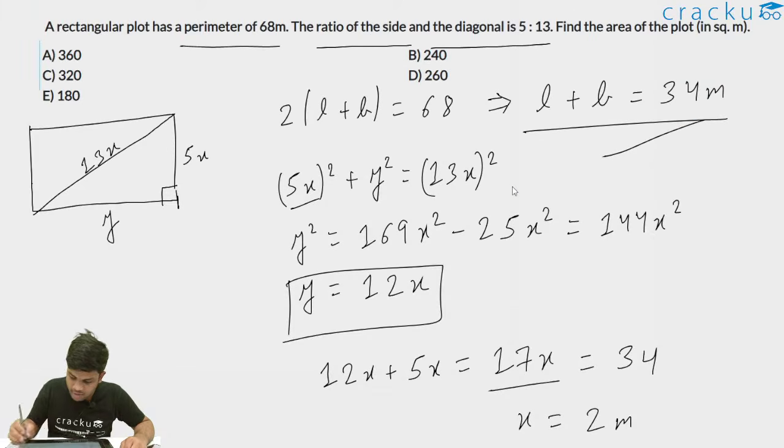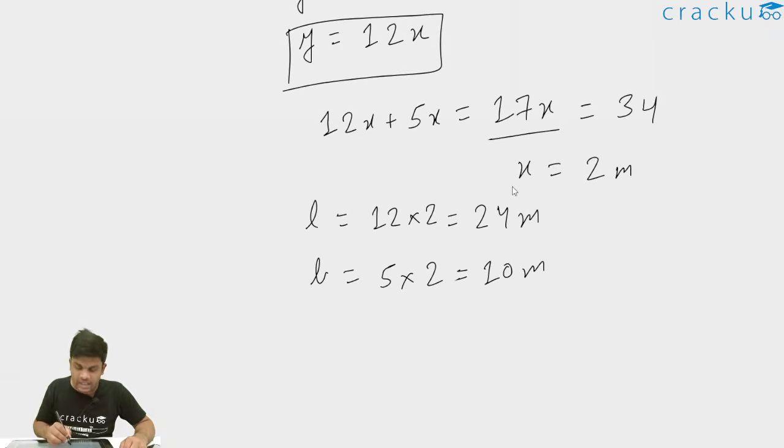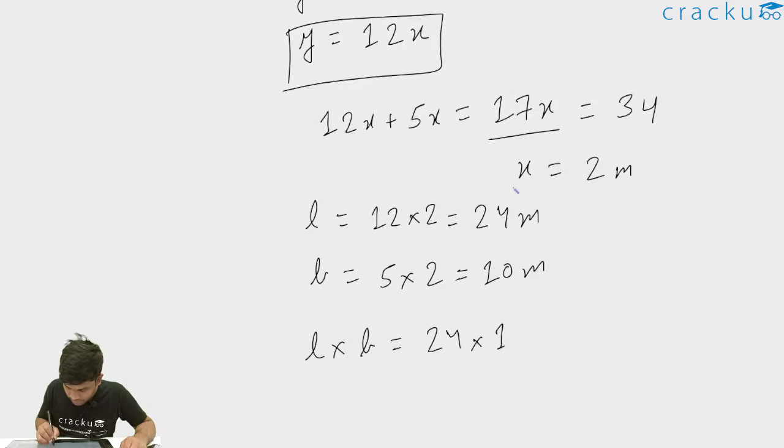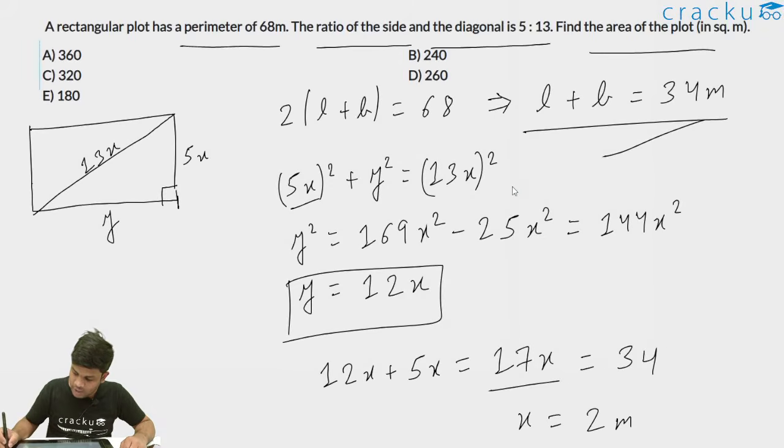Now the question is, what is the area of the plot? So the area of the plot, the shape is rectangular, so area is length into breadth. So it is 24 into 10, which is equal to 240 meter square. So the area of the plot is 240 meters square, which is option number B.